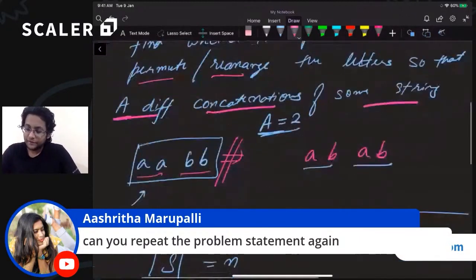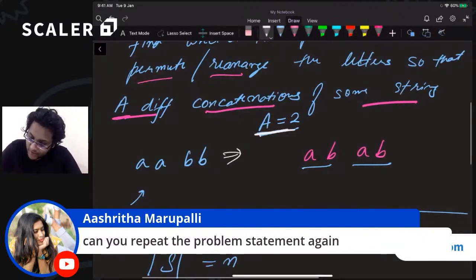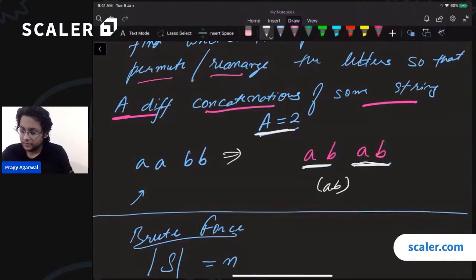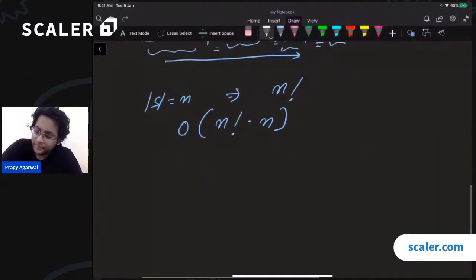For example, if I have this string AABB, then currently I cannot represent this as two different concatenations of the same string, suppose that A has been given as 2. However, if I rearrange this string into ABAB, now, because A is 2, I can represent this string as two concatenations of the same string AB. That is the question. And the brute force approach that we saw simply involved trying all the different permutations and checking each permutation separately, which was pretty slow, but at least it will give us the right answer. This is the brute force.